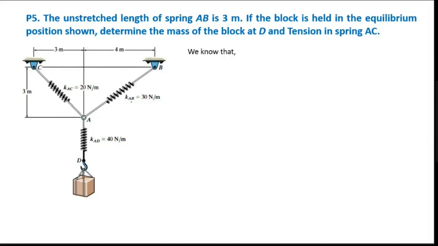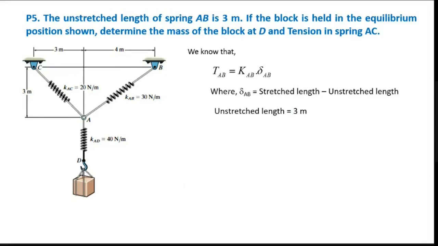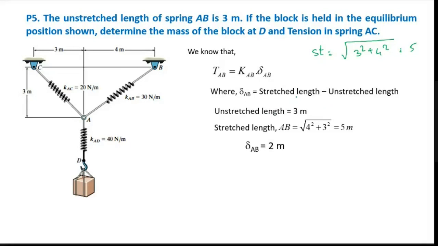So let me identify the stretched length of the spring AB. In that case, my horizontal distance is 4 meter, vertical distance is 3 meter. So I can identify the stretched length, which will be nothing but root of 3 square plus 4 square. So we'll get 5. Okay. Now we know that tension AB is equal to your stiffness into del, where del is stretched length minus unstretched length. Okay. You know unstretched length is given, which is 3. So stretched length is 5. So I can identify my del. So del is 2 meter.